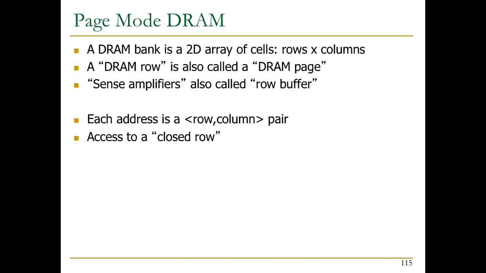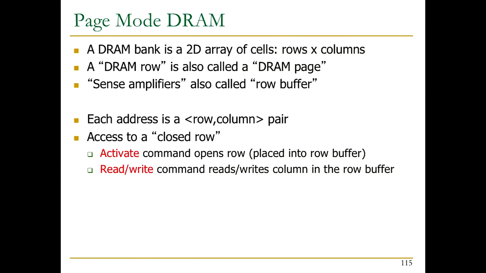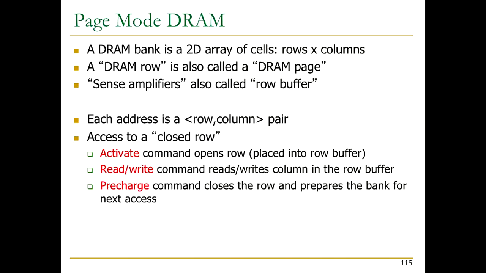But basically, as we've seen before, initially you have a row that's closed, a row buffer that doesn't contain anything. If you want to access that row, and the row buffer doesn't contain anything, you need to activate. This activate command opens the row, which places the row into the row buffer, as we've seen again. And then you can issue a read or write. This read or write command reads or writes the column in the row buffer. Simple. And then if you want to access another row after that, you need to precharge. You need to issue a precharge command that closes the row and prepares the bank for the next access. Basically, precharge prepares the bit line such that you can sense the next access.